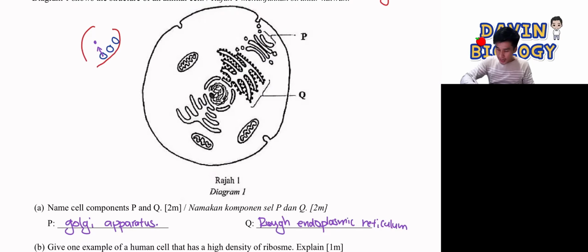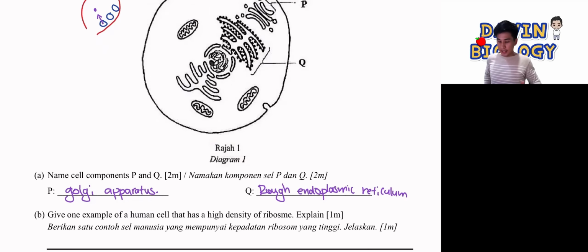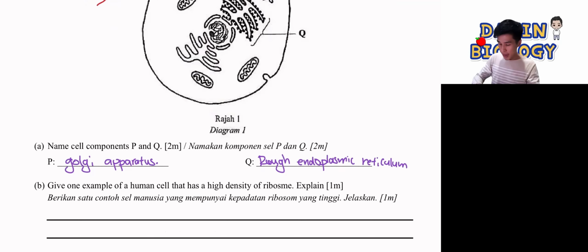They're shaped like Wi-Fi, like that. Okay? Then, same like we did just now. Example of a human cell that has high density of ribosome. So what kind of cells need protein? The same cells that we mentioned just now, they need to secrete enzyme, no? Pancreatic cell, epithelial cell in stomach, intestine.